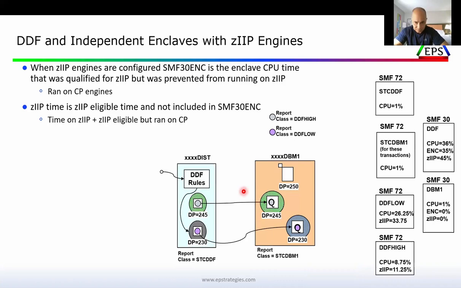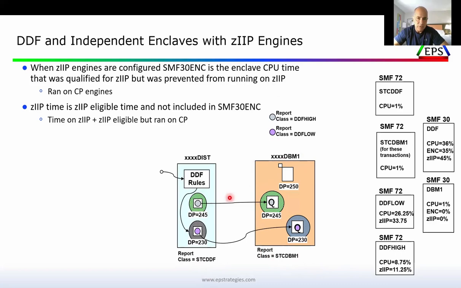So for example, let's take a vanilla DDF transaction doing DB2 queries, right? The DDF transaction comes in, gets classified according to the DDF classification rules, runs in an enclave, and calls a query. So I'm just showing two different queries here. Now let's just say theoretically what we do is we take the dist address space and put it to a report class called STC DDF. Let's take the DBM1 address space and put it to a report class called STC DBM1.